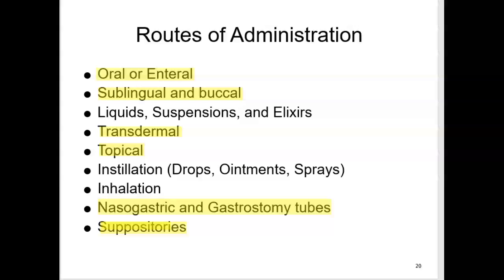There are some things like medications for the eye, ear, and inhalation medications that we'll discuss when we talk about medications for the respiratory system, and medications for eyes and ears. But at this point, I want you to study the highlighted routes of administration, which include oral or enteral, sublingual, buccal, topical, transdermal, rectal, vaginal, nasogastric, and gastrostomy tubes. And the suppositories refers back to the rectal and vaginal medications.